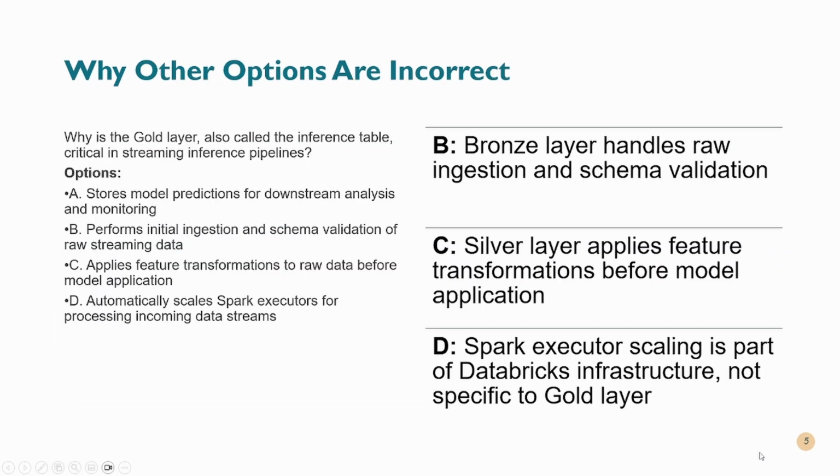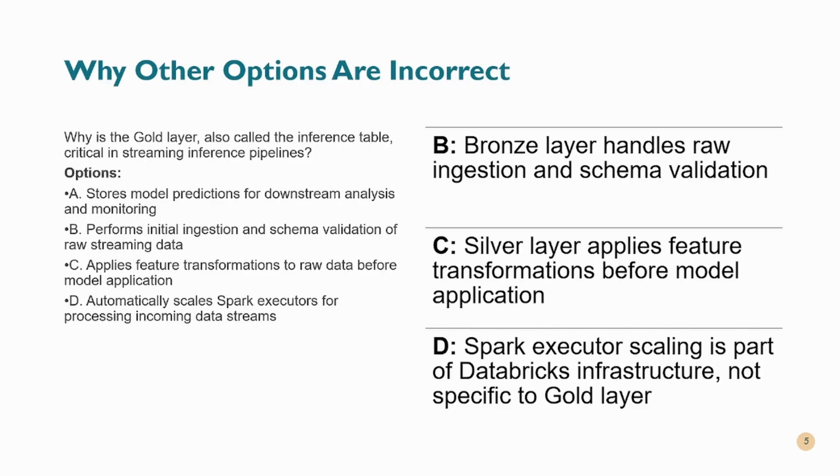So, looking back at our options, B is classic bronze behavior, raw ingestion. C is what silver does all day, feature engineering. D, yeah, DLT and Databricks auto-scale the cluster for you, but that's not the gold layer's job. That leaves us with A, and honestly, once you've built one of these pipelines in real life, you'll feel how true this is in your bones. Quick recap before we wrap up. Bronze equals raw landing, silver equals clean features, gold is your golden source of predictions that every downstream system loves to consume.